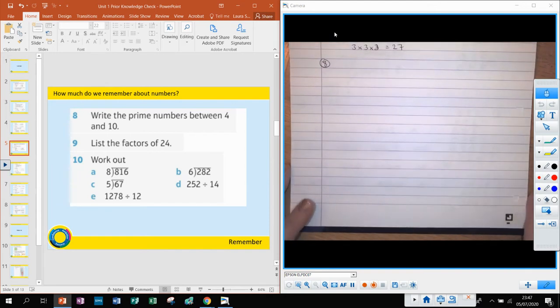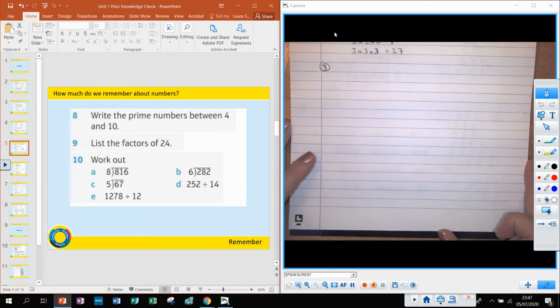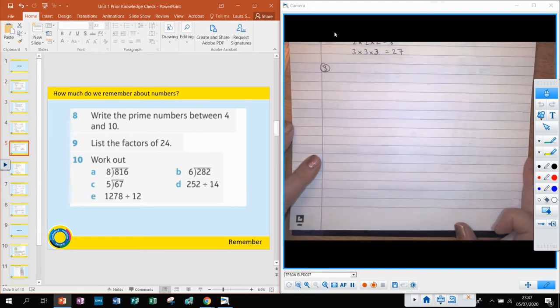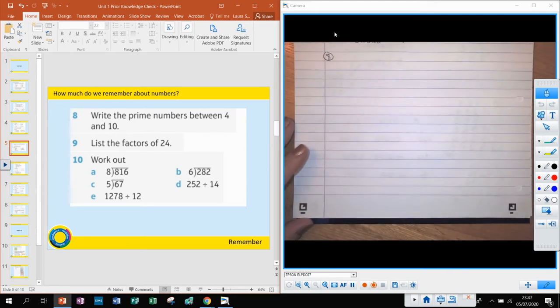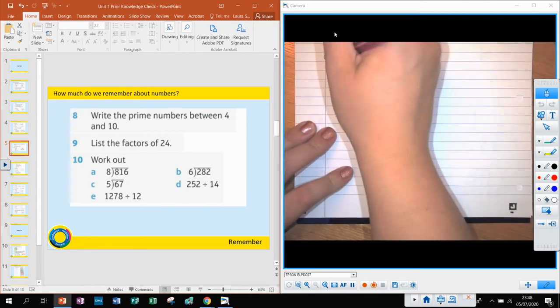Okay, lovely, well done. All right, so it says write the prime numbers between 4 and 10. Well, I don't think we can do that until we've reviewed the prime numbers. Prime numbers, remember, are numbers that you can only divide by 1 and itself. So let's write that down.